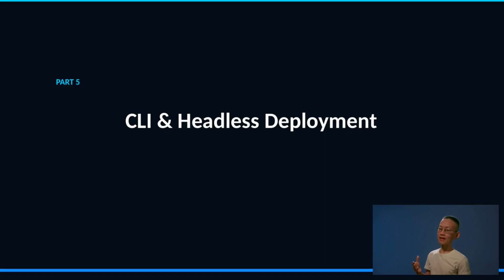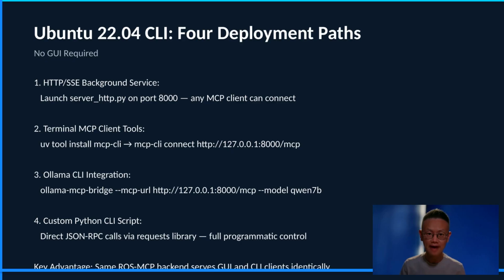Part 5, CLI and headless deployment on Ubuntu 22.04 without any GUI. Four deployment paths for headless systems: HTTP background service, MCP CLI terminal tool, Aloma CLI integration, and custom Python scripts.